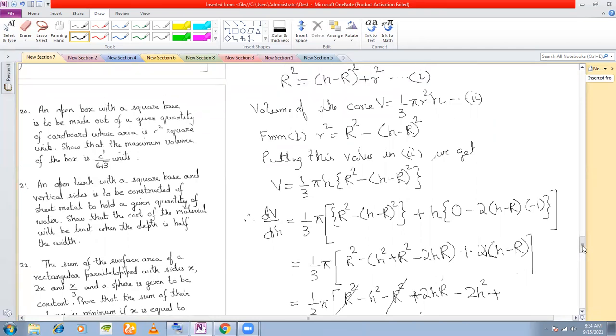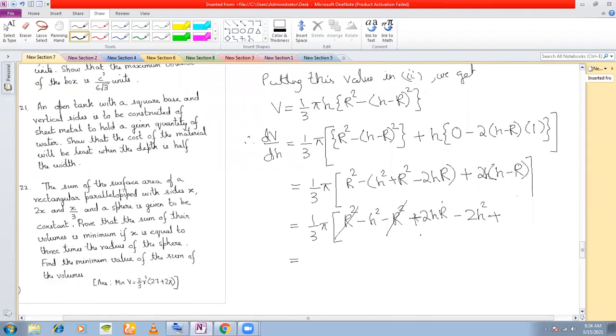Okay, this should not be a minus 1 here because we are differentiating with respect to h, right? This should be a plus 1, because if we differentiate h minus r with respect to h, you'll get a plus 1, isn't it? So this should be a minus here. So minus 2hr. Now this is plus 2hr, so that is why it will not cancel. 1/3 pi. And now what are you left with? You are left with minus 4hr, 3h, minus 3hr. Okay, this is what you are left with.